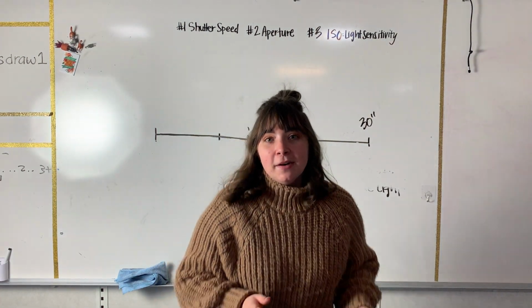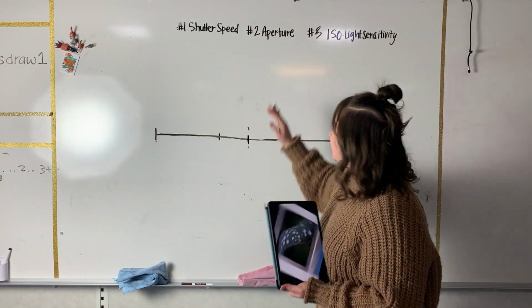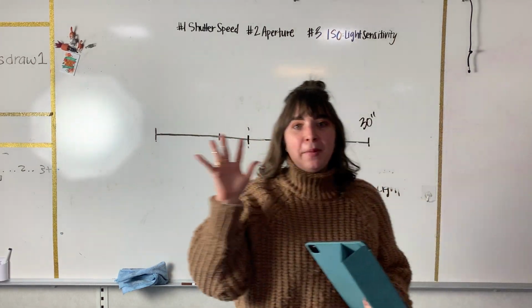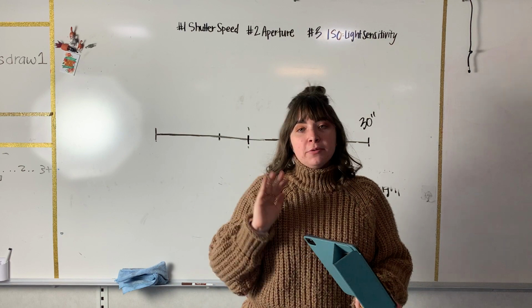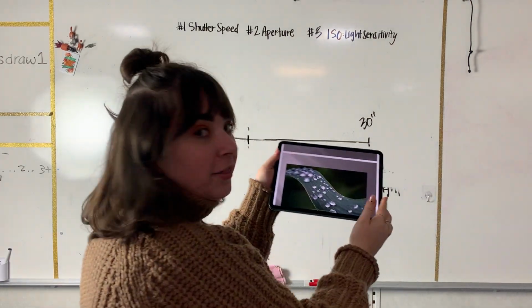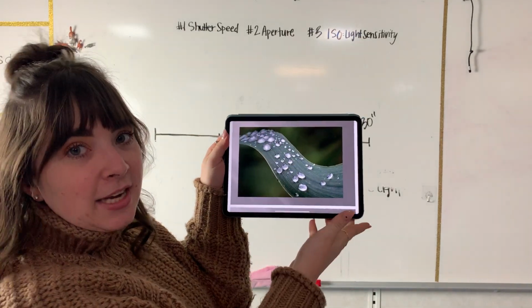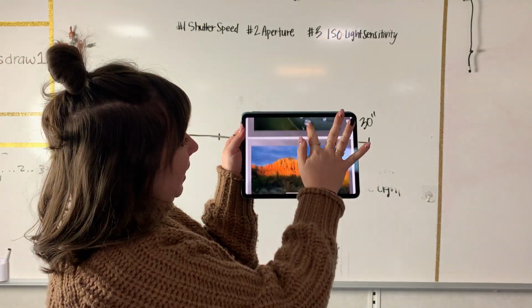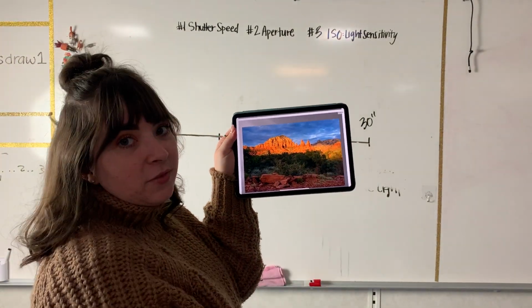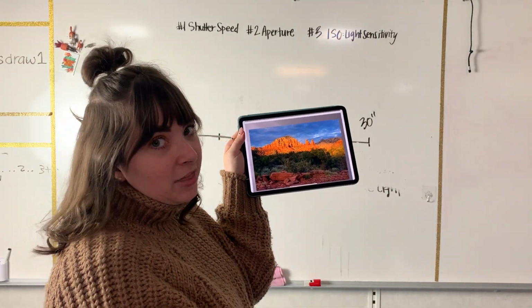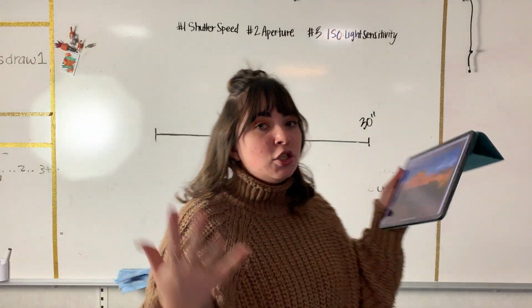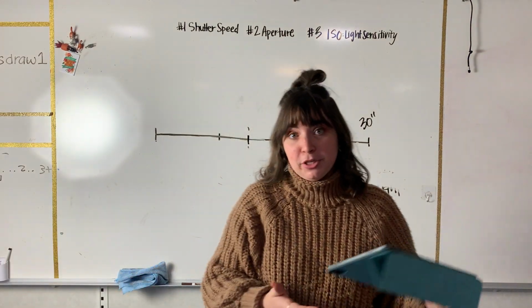Okay, so the second part of the formula is aperture. When we talk about aperture, we're referring to the background of your image. I want to show you these two photographs that are in the PowerPoint. As you can see in this photograph, the background is entirely a blur, whereas in this photograph, the background is very crystal clear and you can see everything that's happening. These are two very different apertures.